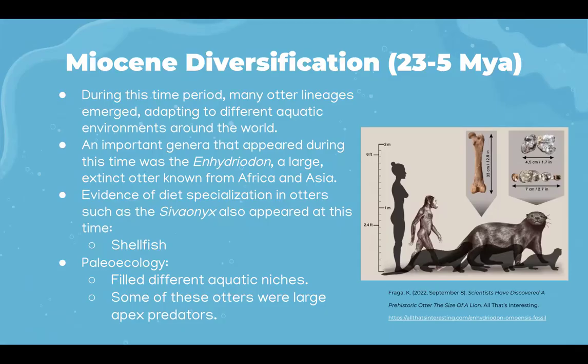Evidence of diet specialization in otters, such as Sivaonyx, also appeared at this time, which included shellfish eating. Important paleoecology factors at this time are that they filled different aquatic niches, and some of these otters were large apex predators.